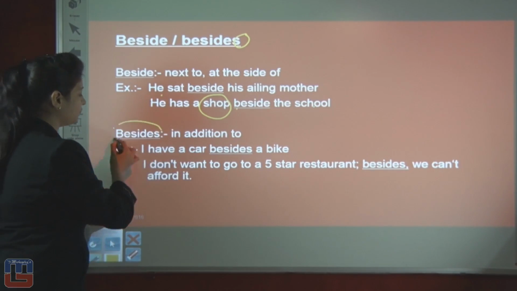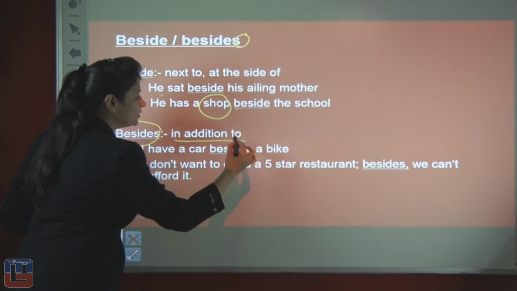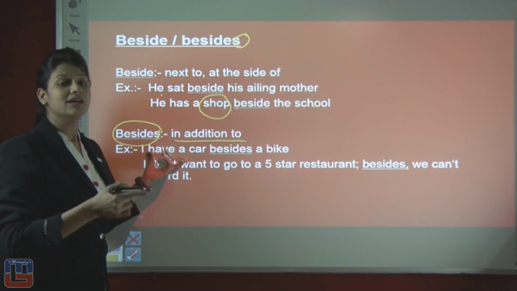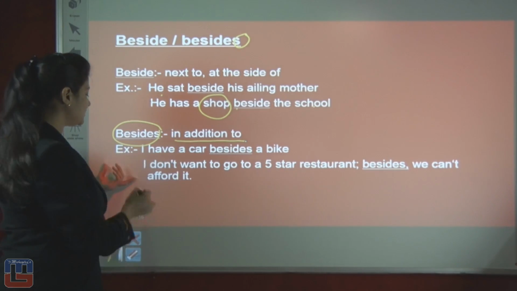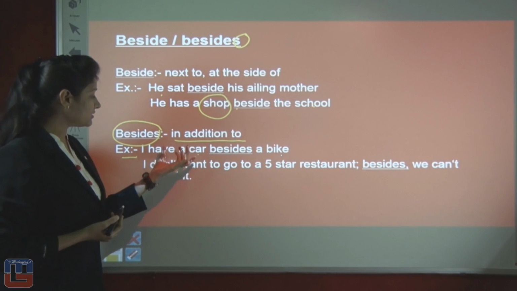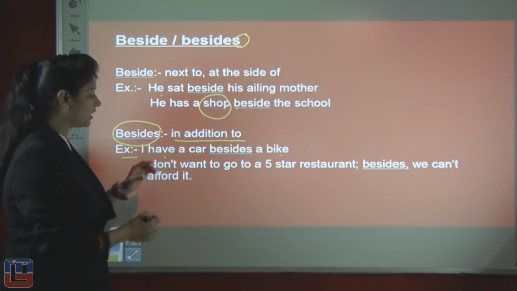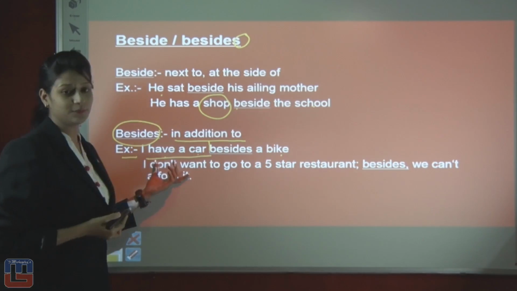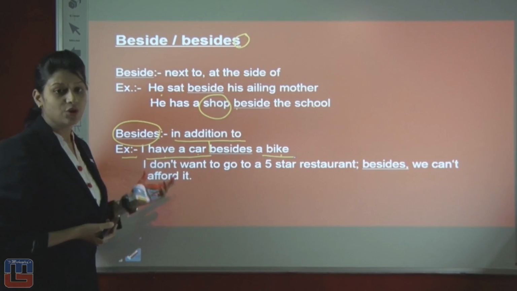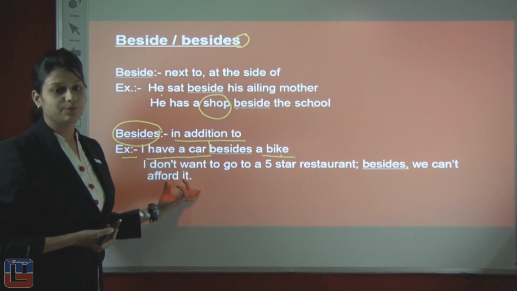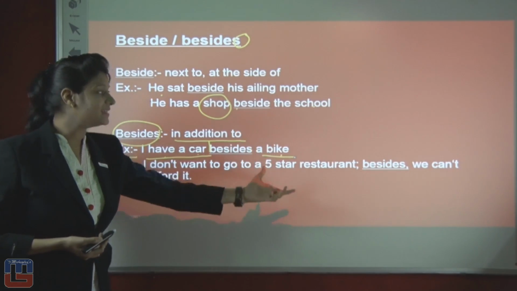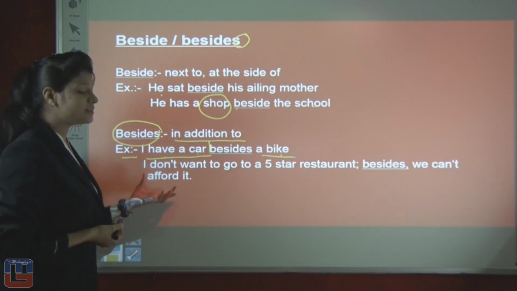But if you see the uses of besides, it means in addition to this fact. A fact is given and in addition to this, something else is also mentioned. As you can see the example, I have a car besides a bike. Now in this expression, I am talking about two things. I have a car first, and apart from that, besides that, I have a bike as well. So, two things are added to each other. I don't want to go to a 5-star restaurant. Besides, in addition to the fact, we can't afford it.